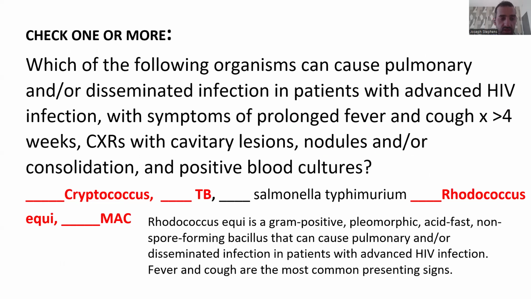Okay, next question, check one or more. Which of the following organisms can cause pulmonary and/or disseminated infection in patients with advanced HIV infection with symptoms of prolonged fever and cough greater than 4 weeks, chest x-ray with cavity lesions, nodules, and/or consolidation and positive blood cultures? So obviously this screams TB, but there's a differential here. And besides TB, Cryptococcus can also present similarly, Rhodococcus equi, and then MAC if you are in the correct place. So not everything that seems to be TB necessarily is from the jump.